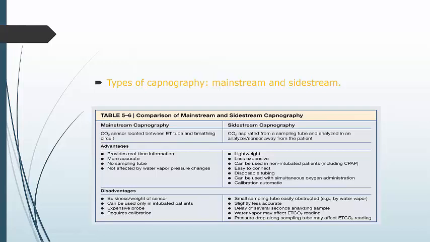and it's more expensive and requires calibration. Your sidestream, which is probably the more common aspect that you'll see pre-hospital, is lightweight, it's less expensive, and you can use it in CPAP patients, non-intubated patients, things like that. It's easy to connect, it's disposable, and you can use it when you're giving oxygen as well. The disadvantage is it's slightly less accurate, but it's still a good way to measure your end tidal.